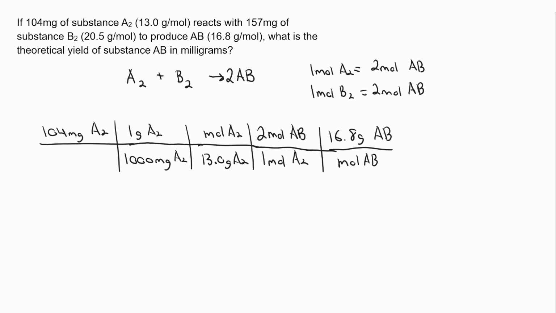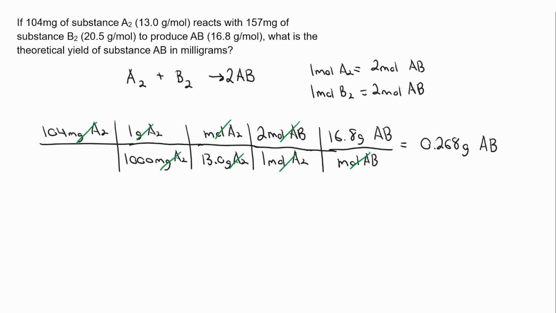So we need to cancel out all the units that don't matter. Milligrams of A2 will cancel out. Grams of A2 will cancel out. Moles and moles. And you're left with grams of AB, which is what we want. And if you calculate this out, you can see that the amount of A2 given can produce a maximum of 0.268 grams of AB.